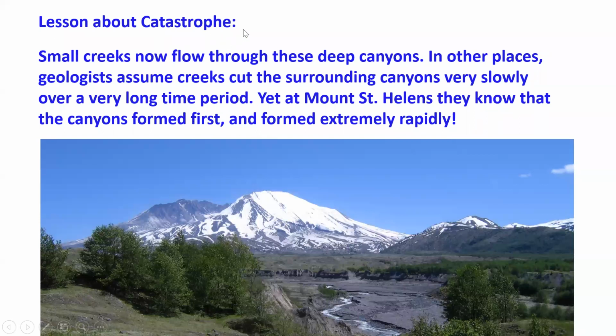Lesson about catastrophe. Small creeks now flow through these deep canyons. So you have little rivers, little water flows. In other places, geologists assume creeks cut the surrounding canyons very slowly over a long period of time. But at Mount St. Helens, they know the canyons formed first and formed extremely rapidly. The creeks are there because the huge amount of water has already flowed away.